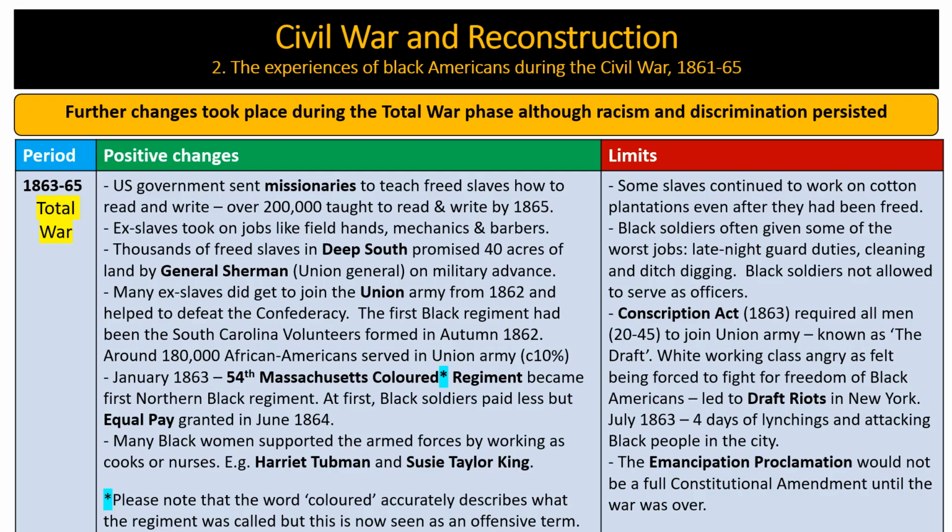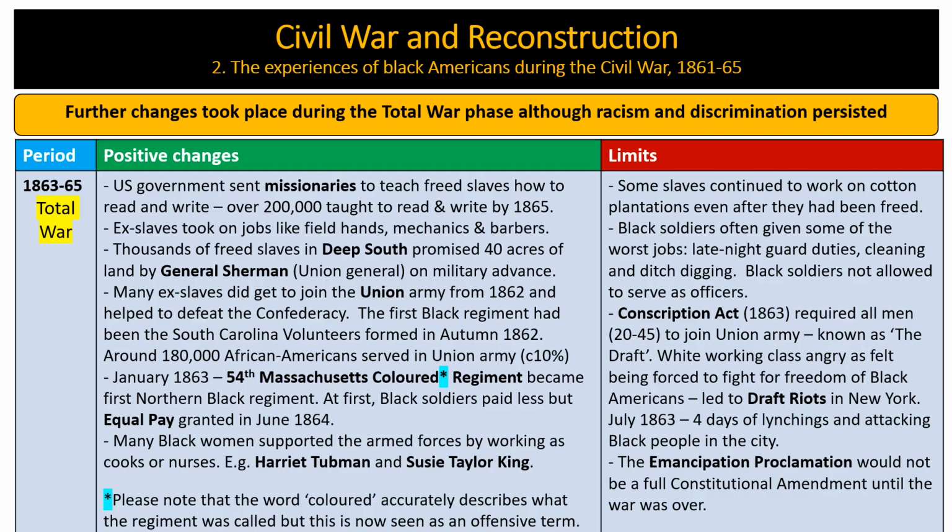The Conscription Act of 1863 required all men from 20 to 45 to join the Union Army, known as the draft. White working class were angry as they felt they were being forced to fight for the freedom of black Americans, and it led to the draft riots in New York in July 1863, which was 4 days of lynchings and attacking black people in the city. The Emancipation Proclamation, of course, would not be a full constitutional amendment until the war was over.